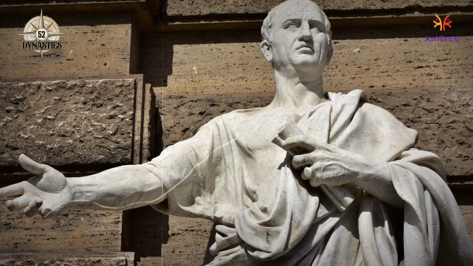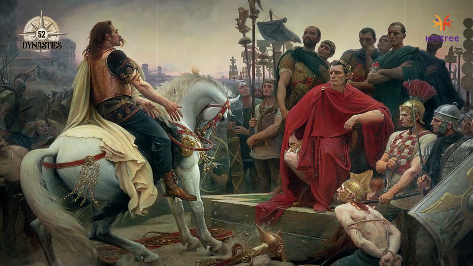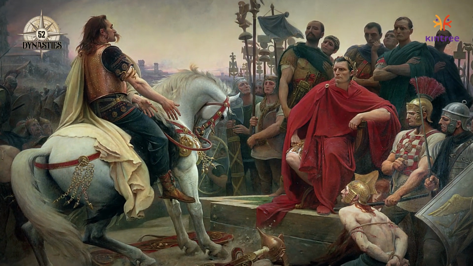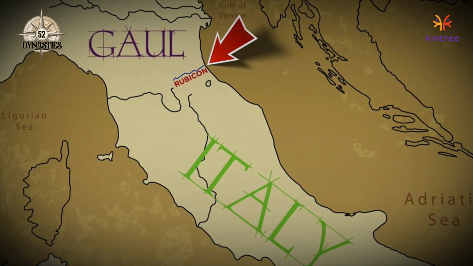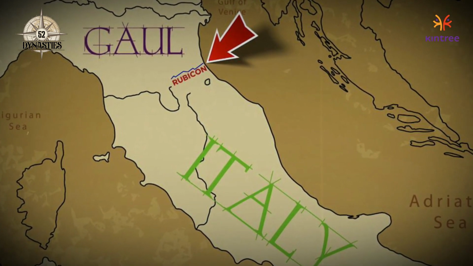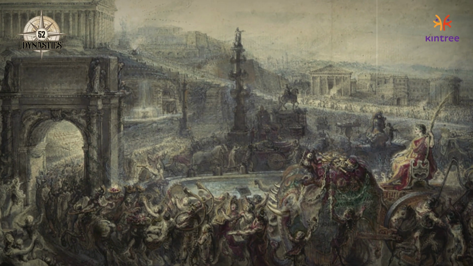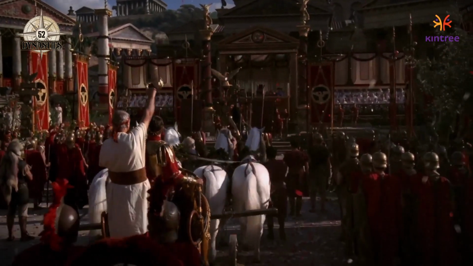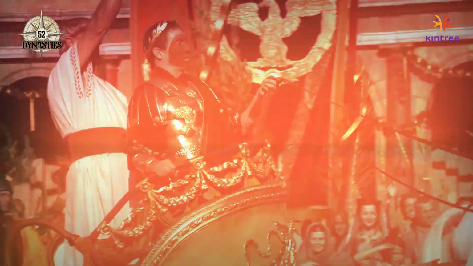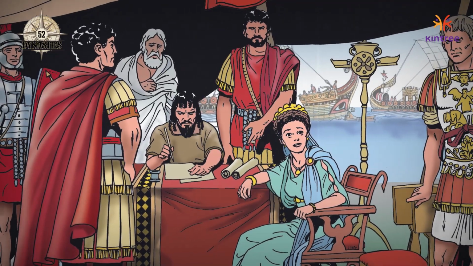Enter Julius Caesar, a military genius whose conquest of Gaul earned him massive popularity. In 49 BCE, he crossed the Rubicon River, sparking a civil war against Pompey's forces, ultimately leading to his triumph in 45 BCE.